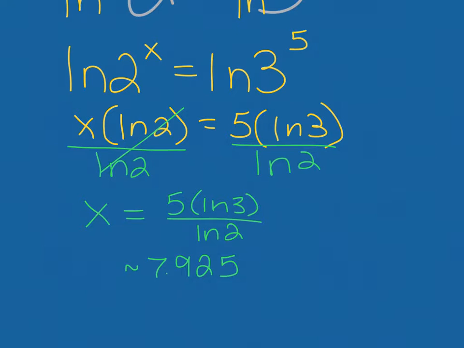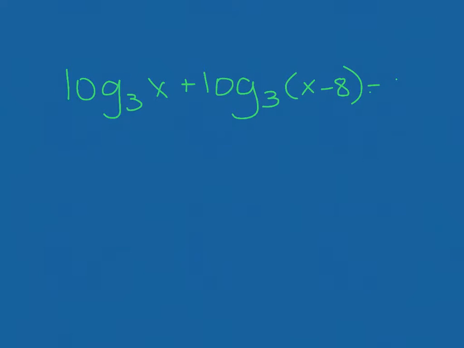Han, can you read what yours says? Log 3 to the x plus log 3, parentheses, x minus 8 equals 2. Okay, so log's only on one side of the equation, right? If it was on both, I'd condense and then do 1 to 1. But because it's only on one side of the equation, I'm going to condense, but then I have to do exponential. So I want to condense them both.